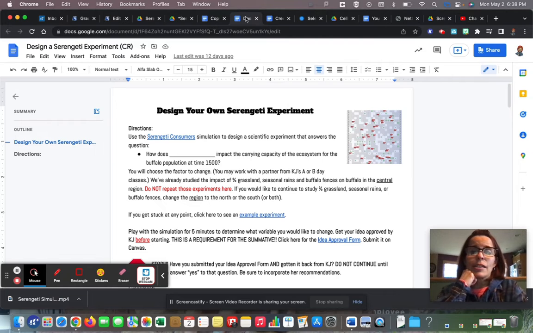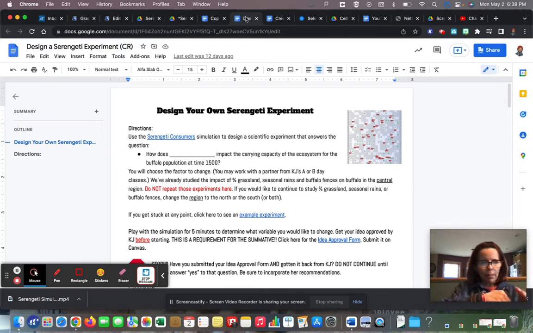Okay, so let's take a look at the experiment. The basic idea of the experiment is that you get to mess around with the Serengeti simulation and you're going to change one variable. And you're going to change that variable in several different ways. And you're going to keep everything else the same. And then we're going to look at what impact changing that one variable has on your carrying capacity.